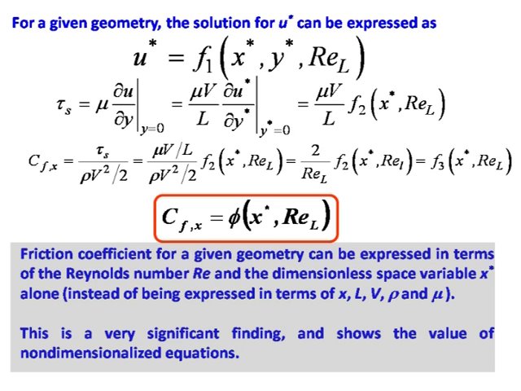Thus, coefficient of friction, for a given geometry, can be expressed in terms of the Reynolds number and the dimensionless space variable, local position, x star. X star alone, instead of being expressed in terms of v, rho, etcetera. This is so important. I do not know how much more to emphasize this. Coefficient of friction is a function of this.